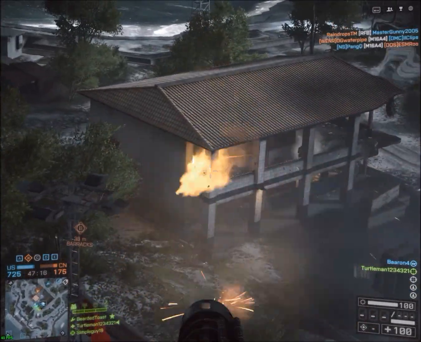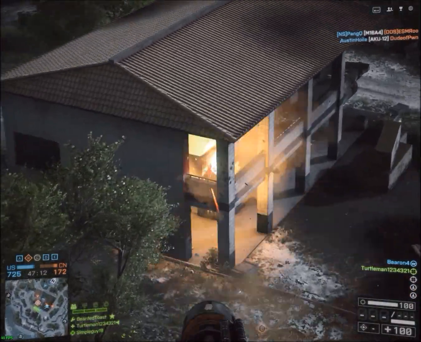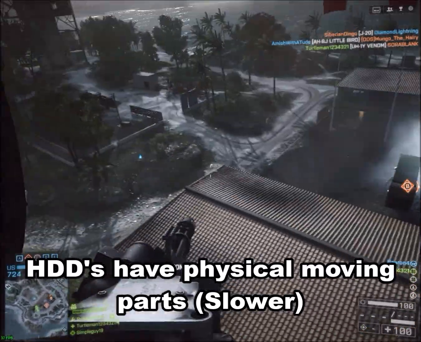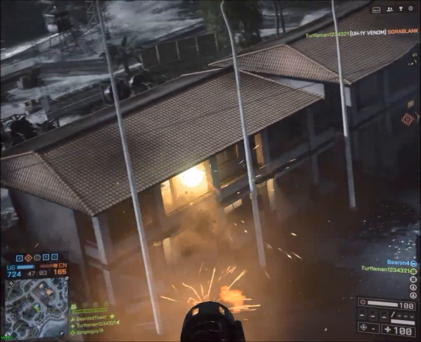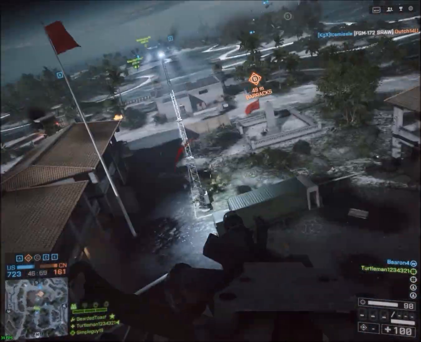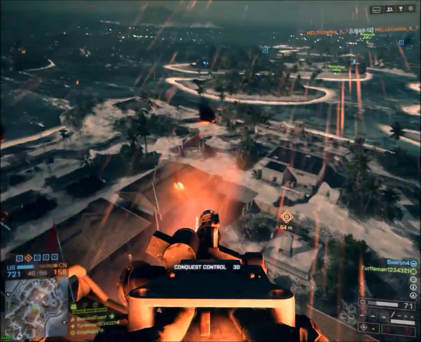Now, bad things about hard drive disks is that they are physical. They are physical types of hard drives, not like an SSD. An SSD is basically RAM, so it's a lot faster. There's no moving parts. Hard drive disks have moving parts. That's when you hear that sound from a really old computer when you start it up. That's the sound of the hard drive.